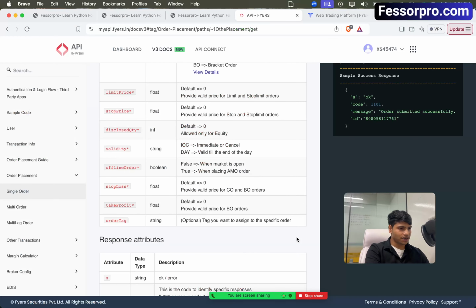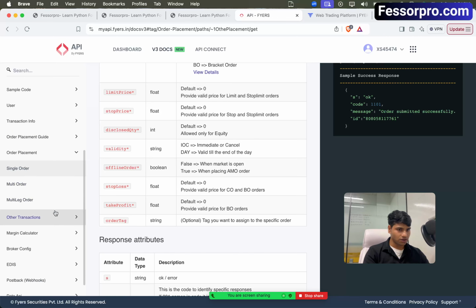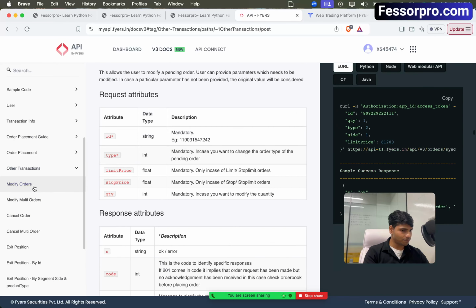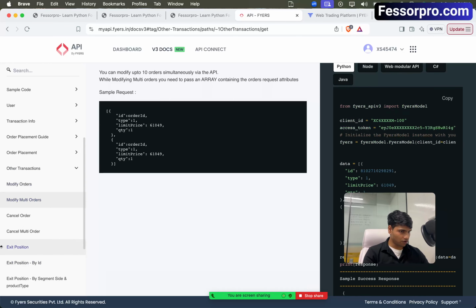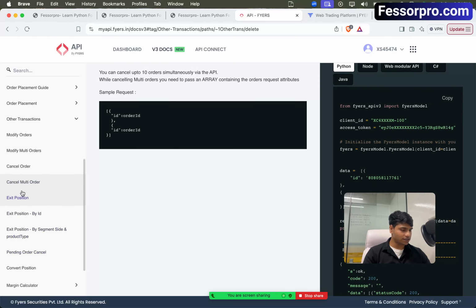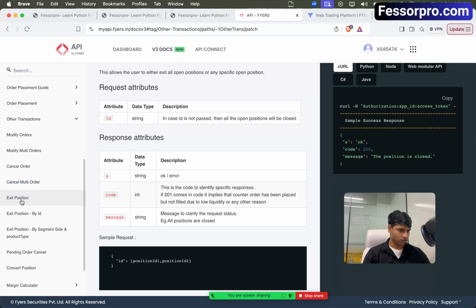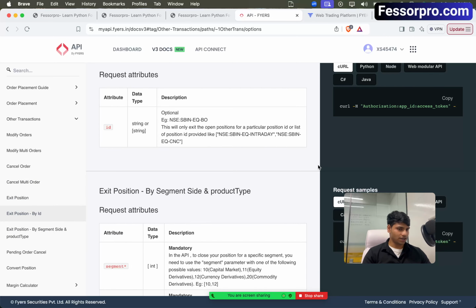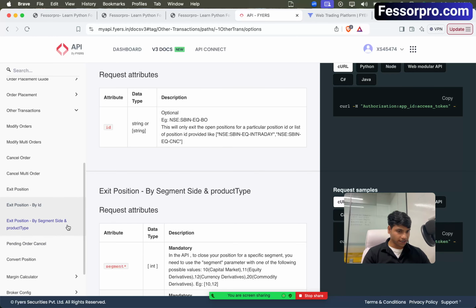So both the code I have taken from the documentation itself. If you scroll down, you have other transaction. If you click on other transaction, they have modify order. They have modify multiple orders, so you have the liberty to modify more than one order. Cancel single order, cancel multi order. Now recently they also added a few extra functions like exit position. Exit position you can use if you want to close a particular position of some stock, and you can also close the position by using ID. Right now the market is closed, so I cannot show you, but you can explore this.